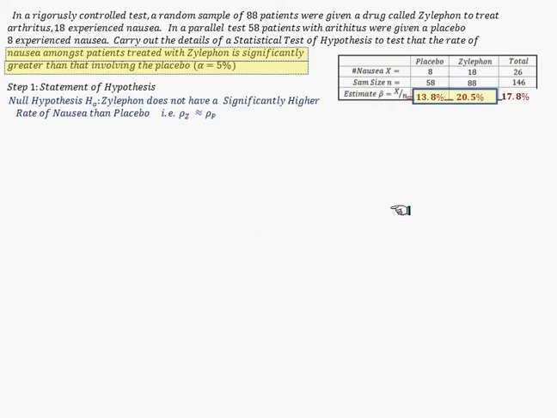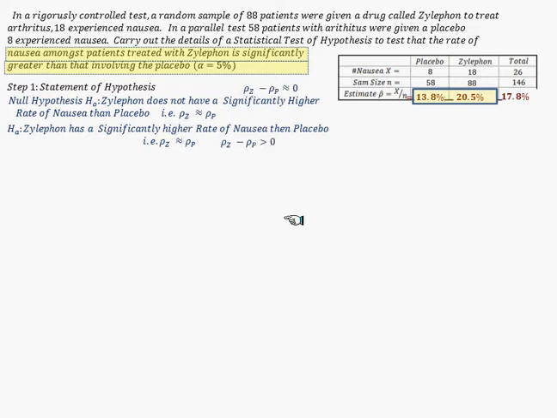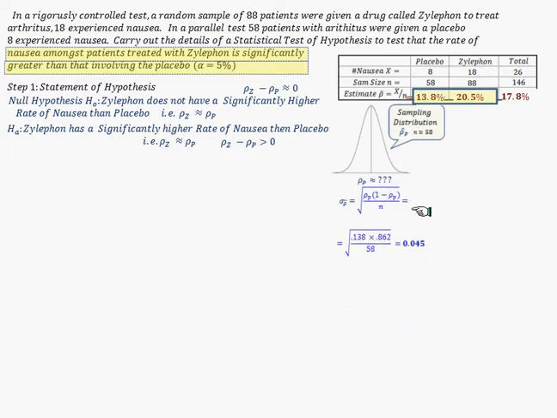The null hypothesis is that Xylophon does not have a significantly higher rate of nausea than placebo. We're going to look at the idea that taking the differences here, under HA, the difference is greater than 0. So this is the one-tail test, looking at the distributions of proportions based on n equal 58. Now we're using our estimate p hat here, 13.8%, and that gives us a variability of 0.045 about the population proportion here.